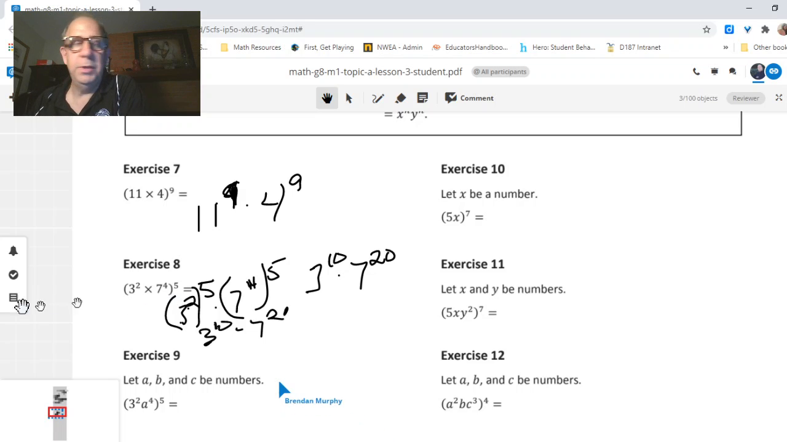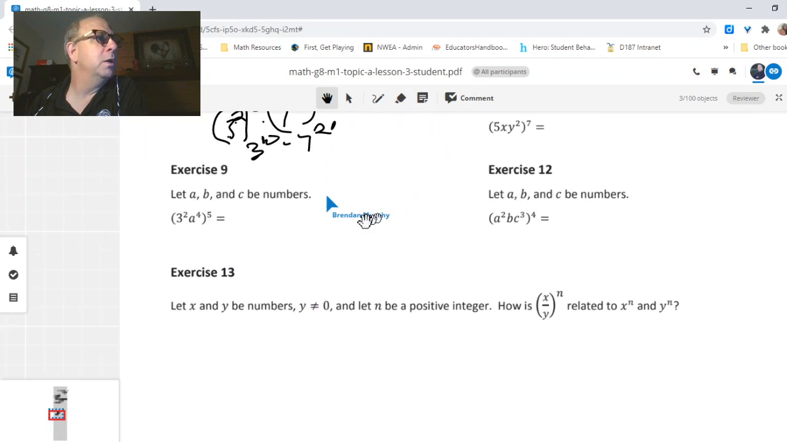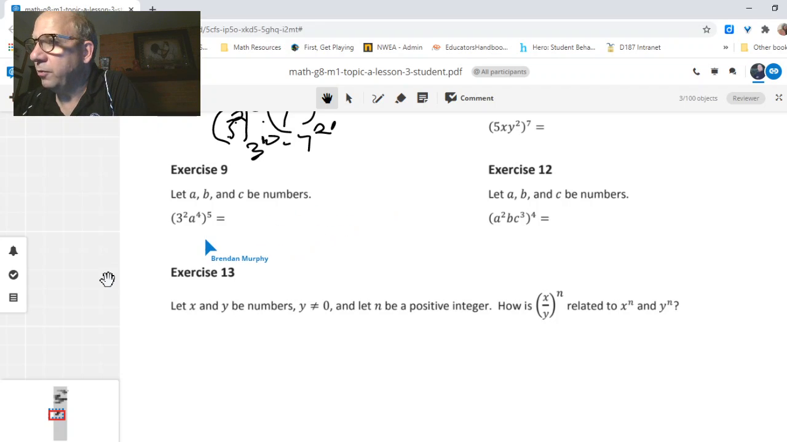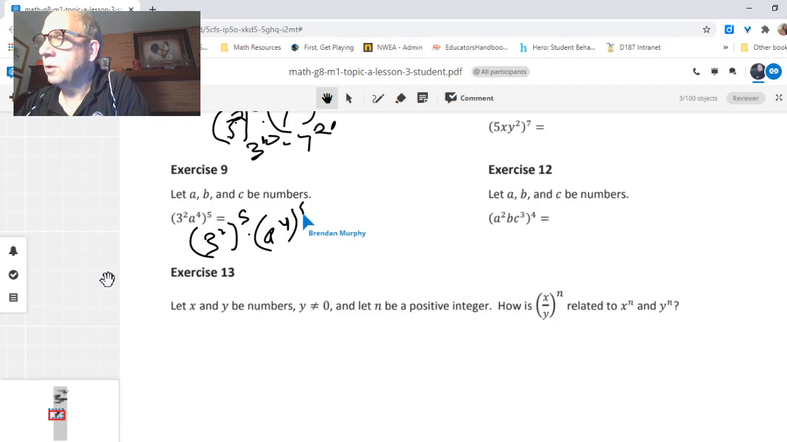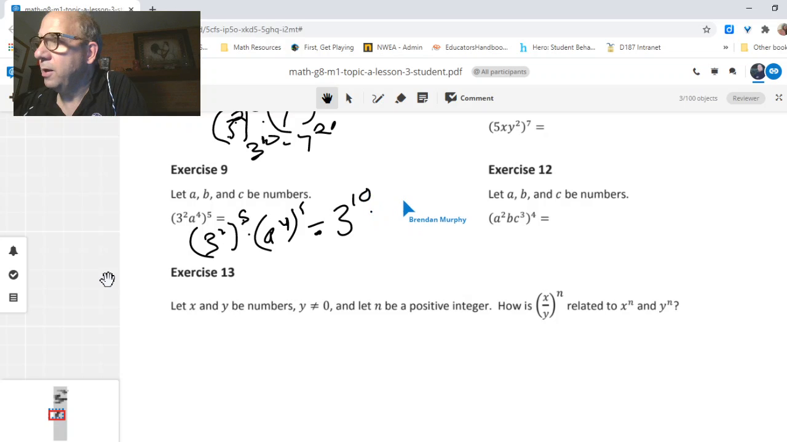Exercise 9. A, B, and C are numbers. 3 squared times a to the 4th, all of that raised to the 5th. So I'm going to split them up. I've got my 3 squared and my a to the 4th, and both of those are raised to the 5th. So I have 5 groups of 3 squared, so that's 3 to the 10th, and 5 groups of a to the 4th, so that's a to the 20th.